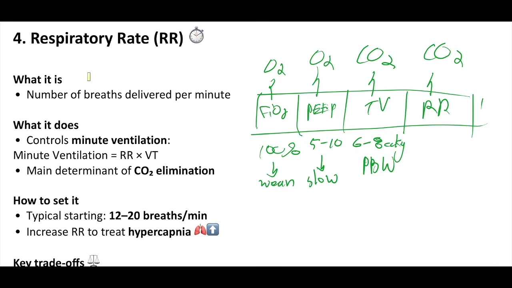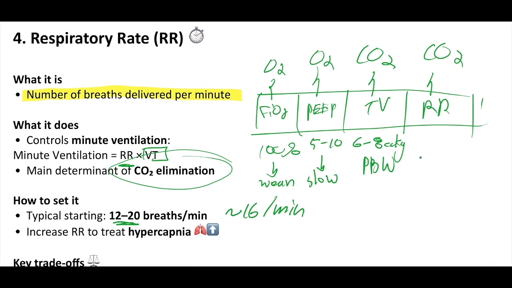The respiratory rate, as one might think, is the number of breaths delivered per minute. What it does is it also controls minute ventilation, right? We talked about tidal volume and minute ventilation. Well, respiratory rate is that other variable, and this is the main determiner of CO2 elimination. Typical starting respiratory rate is physiologic, right? We breathe about 16 times per minute, so most people set the respiratory rate at 16 to 20.